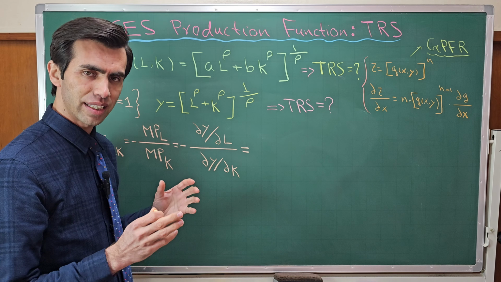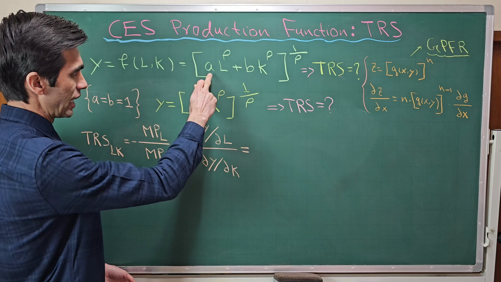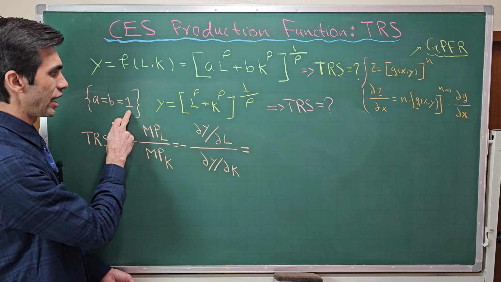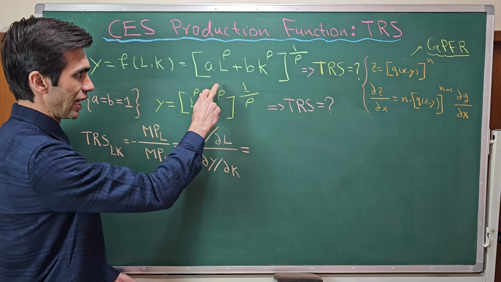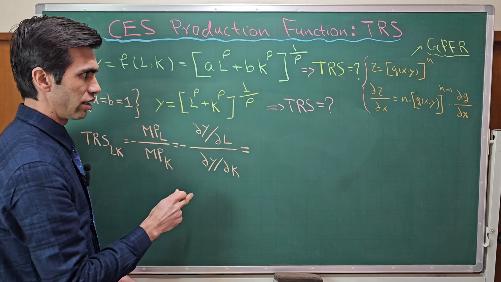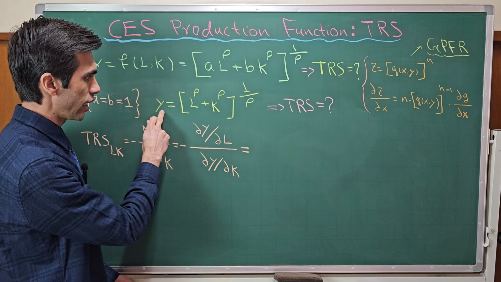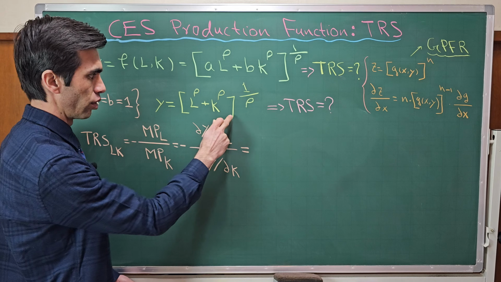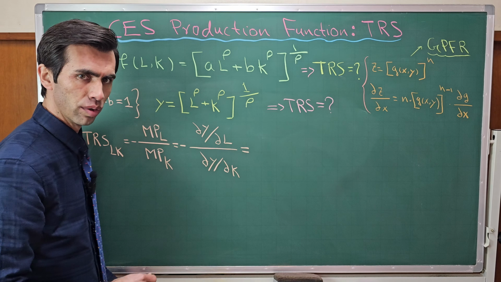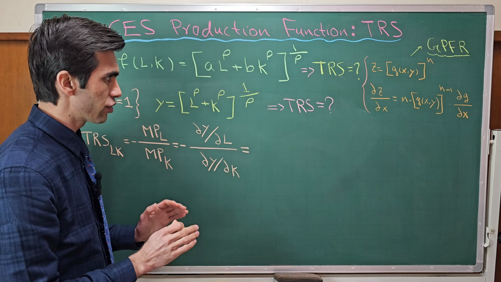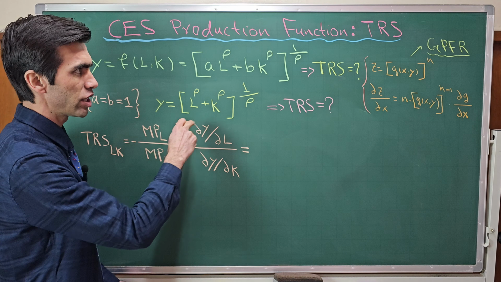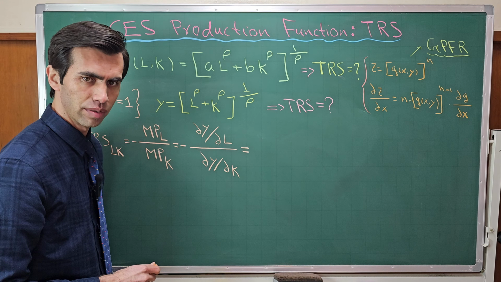In order to make it simple, assume that A is equal to B, and both equal to 1. Then this production function will change to y equals (L^ρ + K^ρ) to the power of 1/ρ. So now, let's find out the technical rate of substitution for this simplified version of the CES production function.